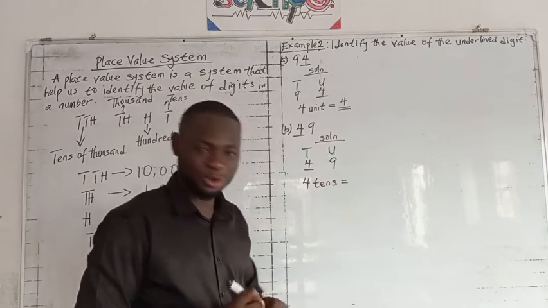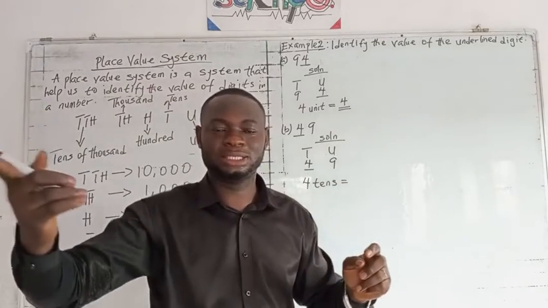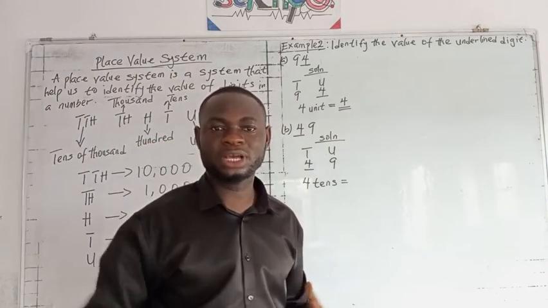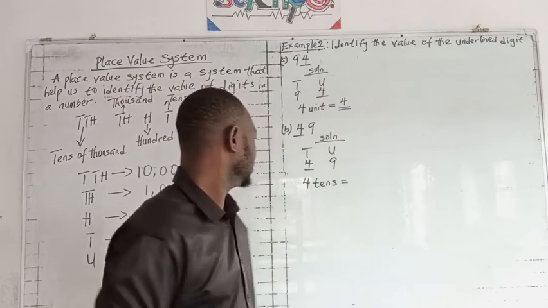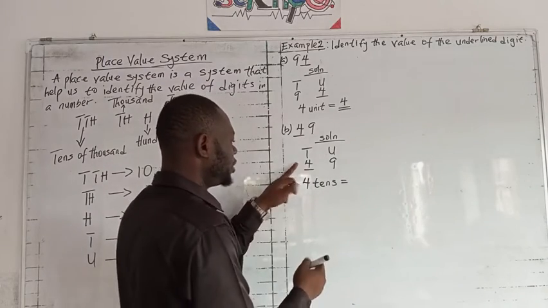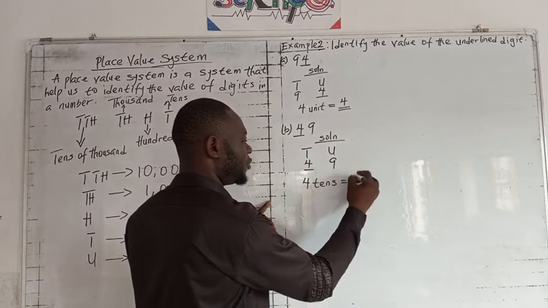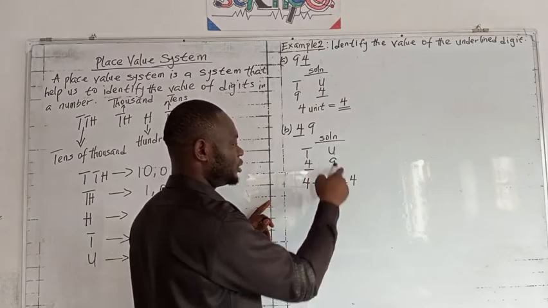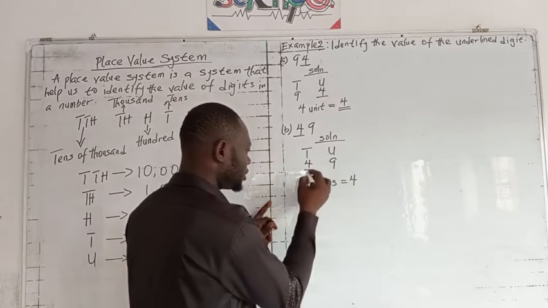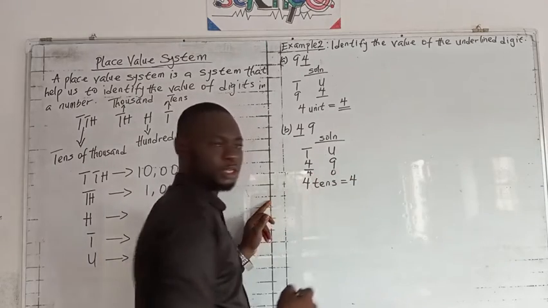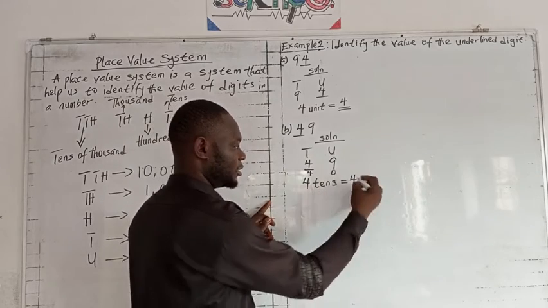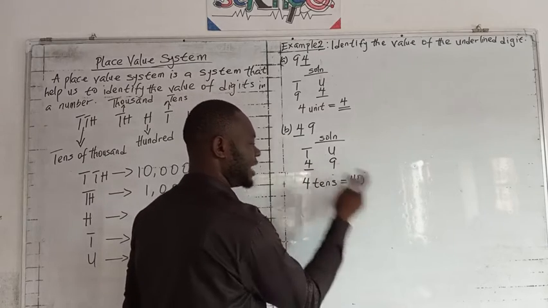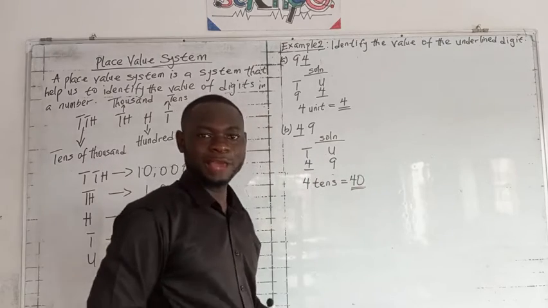And what is 4 tens? 4 in 10 places. 4 tens means what? 4 in 10 places. Or you can simply say 4 times 10. Alright? So what we now do here is, from here, we have 4 down, and we look at the number here. So we now make this unit part to become 0. It's just like bringing down 4 here and making this 9 to be 0. You now see 40. So the value of 4 in 49 is what? 40. Are you not seeing it?